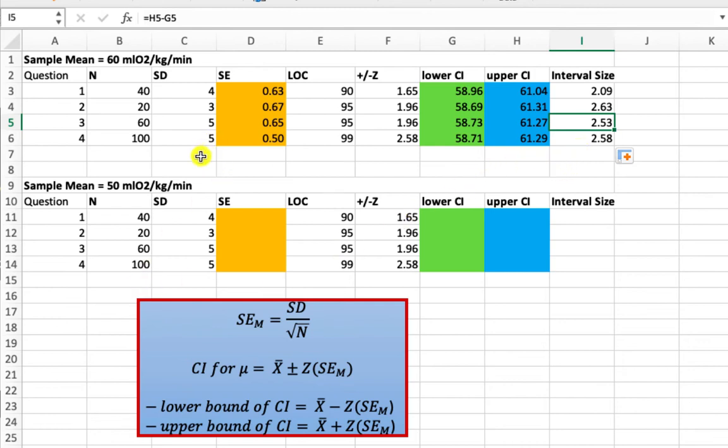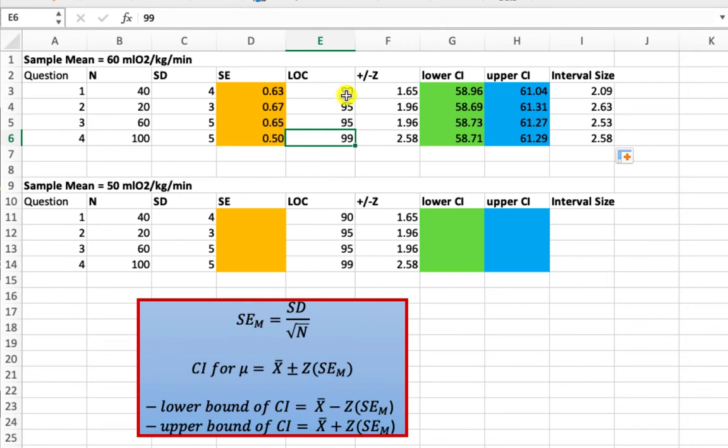As we look at differences in the level of confidence, as our intervals get larger, going from a smaller interval to larger intervals, you can see that generally our interval size widens. And that's because the confidence interval is including more and more data in our sample.